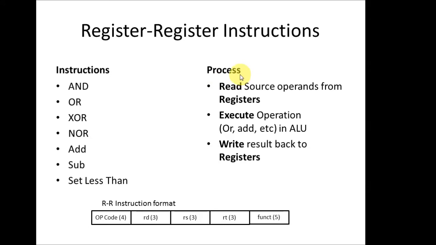The process for register-to-register instructions is to read the source operands from the registers, that's the RS and RT. We execute one of these operations using the ALU, then we write the result back to registers, given this is the destination address that we write back to.